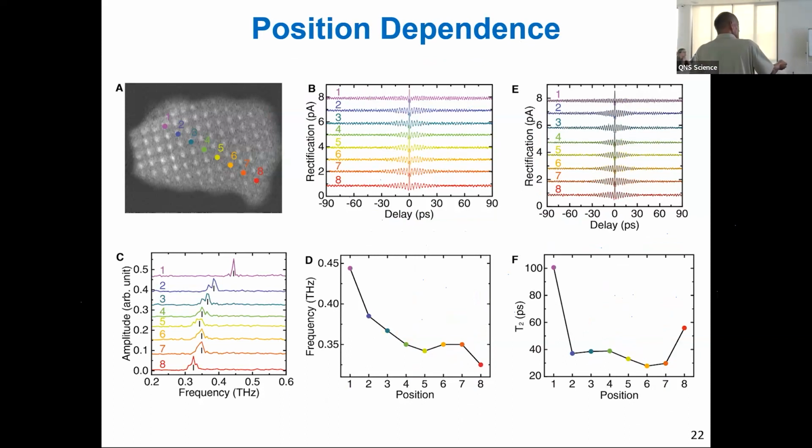Okay. Right. Thanks. Okay, so this position says that if you go on the carbon nitride, there is a different surface charge on the surface due to this small item. So if you take the delay scans at these different eight positions, you see that there's a difference.